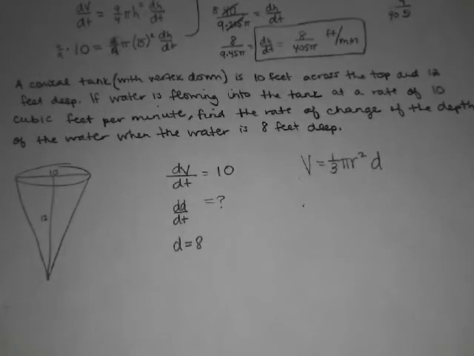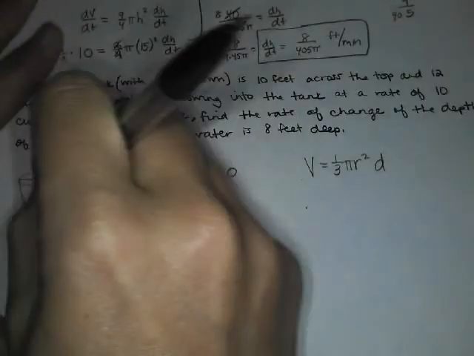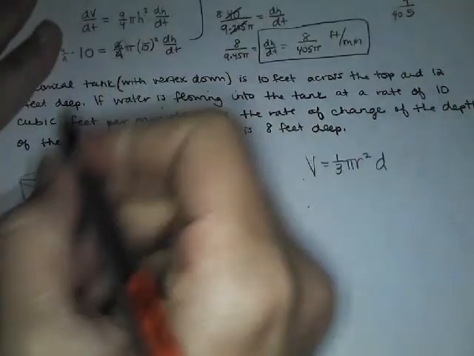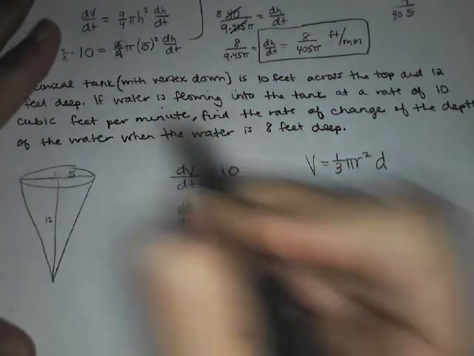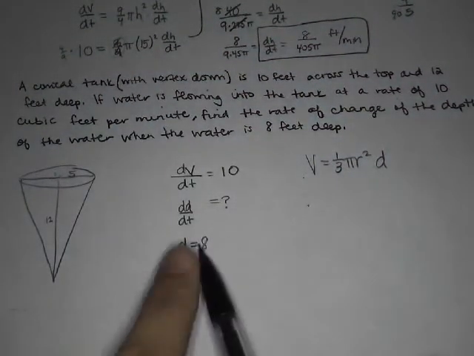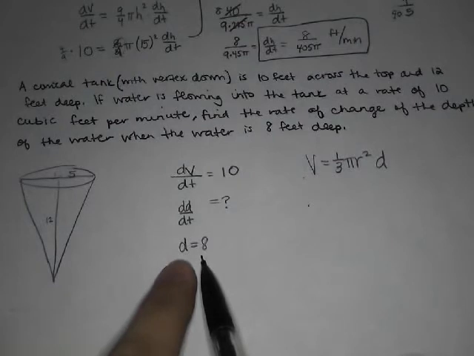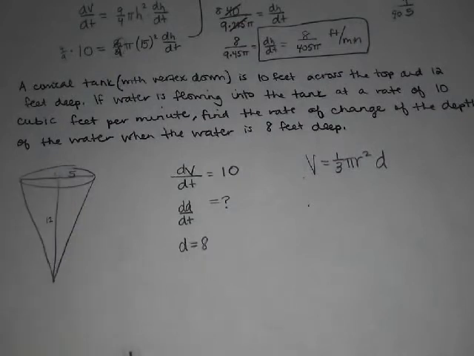Okay? So what do we know about the radius? It's what, Dan? Well, the radius of the top of the cone is 5. But at the moment the depth is 8. The radius is not 5. Okay?